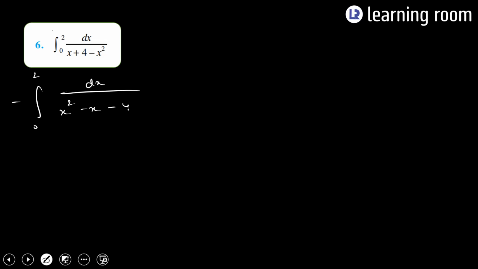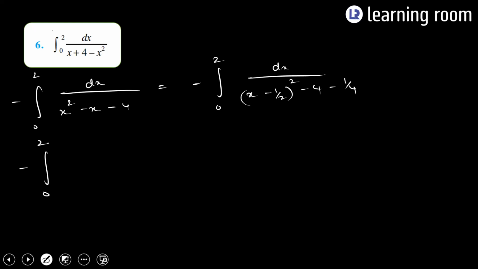We will not have x because it's substituting. And why did they get tan inverse here? So you get 1 by x squared minus a squared problem. It's 1 by 2a log of x minus a by x plus a.